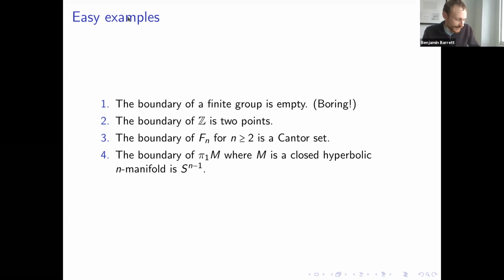Okay, so I think those are my easy examples, and so far I've basically just been repeating things I said last week. So if you were here last week, sorry. Any questions before I move on to some slightly less easy examples of spaces that can be boundaries of hyperbolic groups?